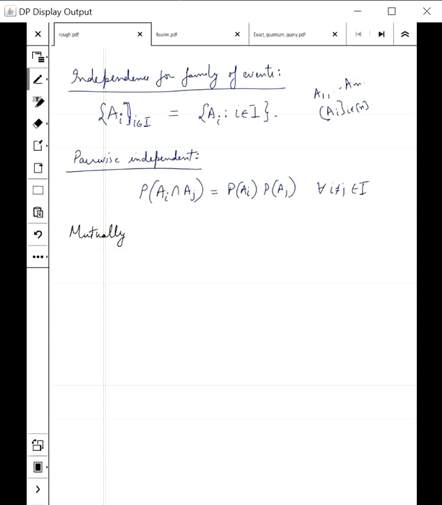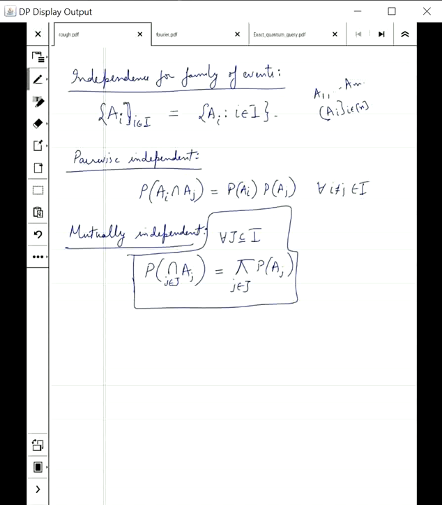Let's look at a slightly stronger definition, which is called mutually independent. A family of events is called mutually independent if you pick any subset of the family, it turns out to be independent. That means for all subsets J, the probability of all the events in the subset happening is just the multiplication of their individual probabilities. In some sense, pairwise independence just forces independence between any two events. In mutual independence, the criterion of independence is applied to all possible subsets. So it is quite clear that if events are mutually independent, then they are pairwise independent.